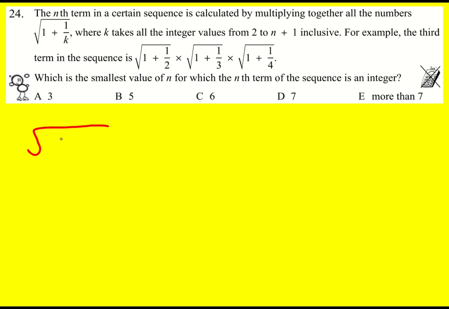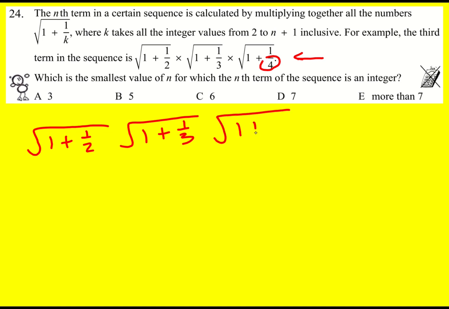We are multiplying lots of things here, 1 plus a half and so on. And we just need to be careful. So remember, this is the third term. And in the third term, the last number is one more than the term number. So we just keep on multiplying them. And we're interested in the smallest value of n, the number of terms, for which the nth term is an integer.